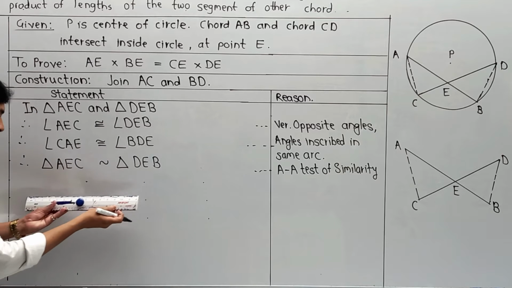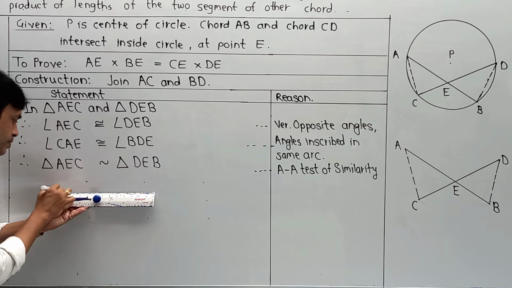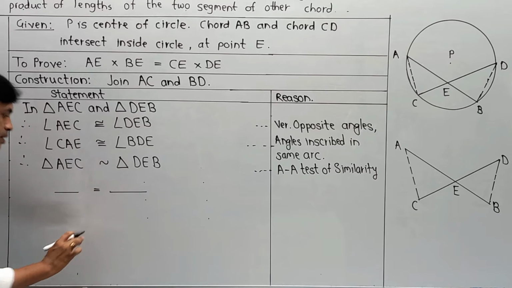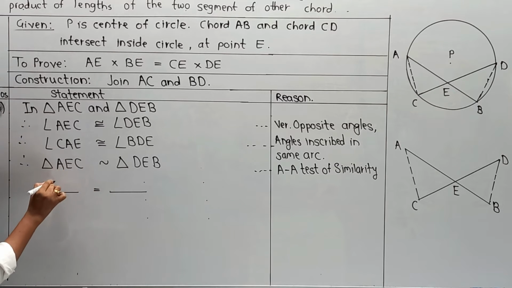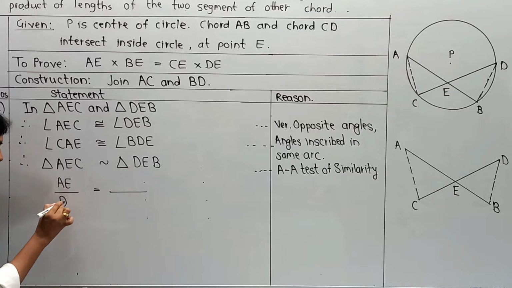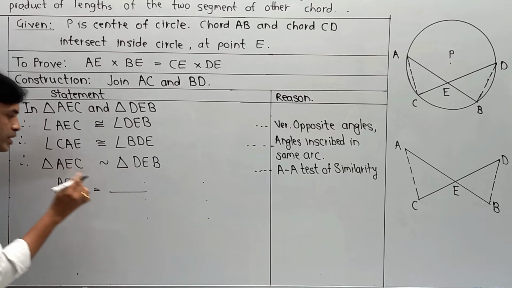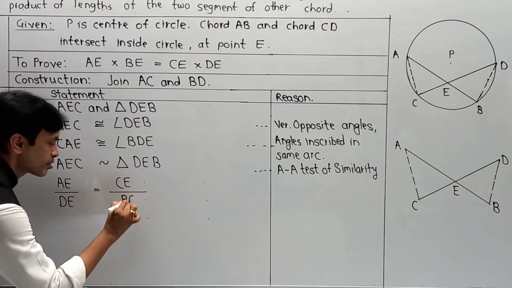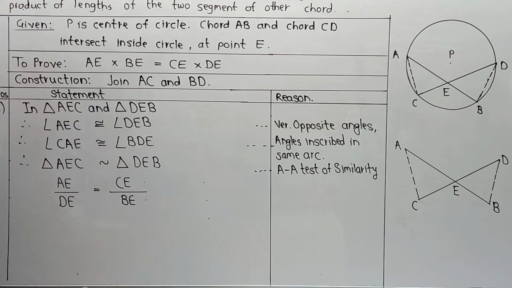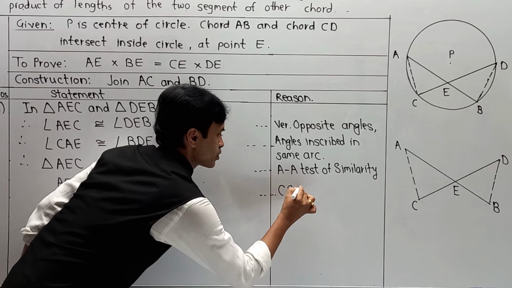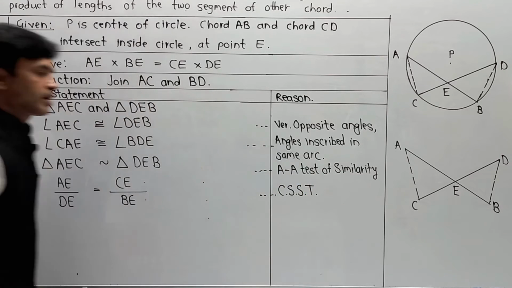Here the part, I am going to write it. AE upon DE is equal to CE upon BE, and the reason becomes corresponding sides of similar triangles.